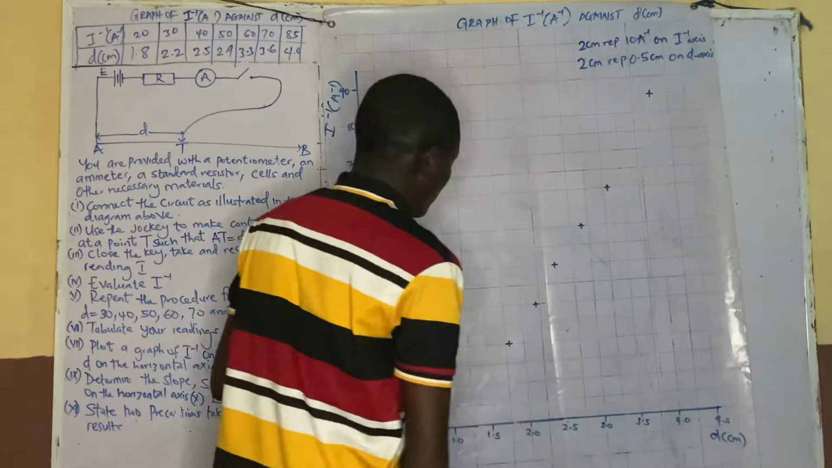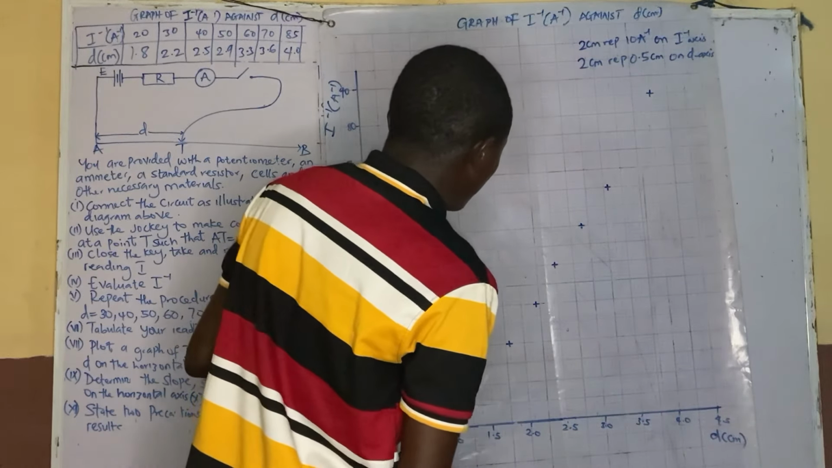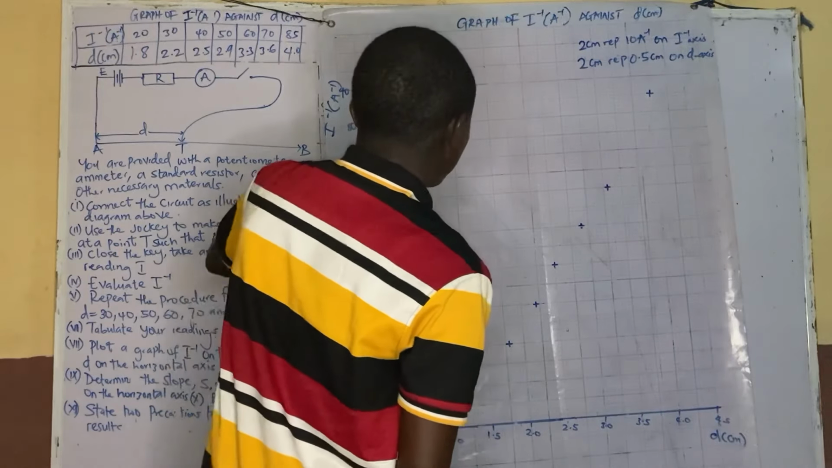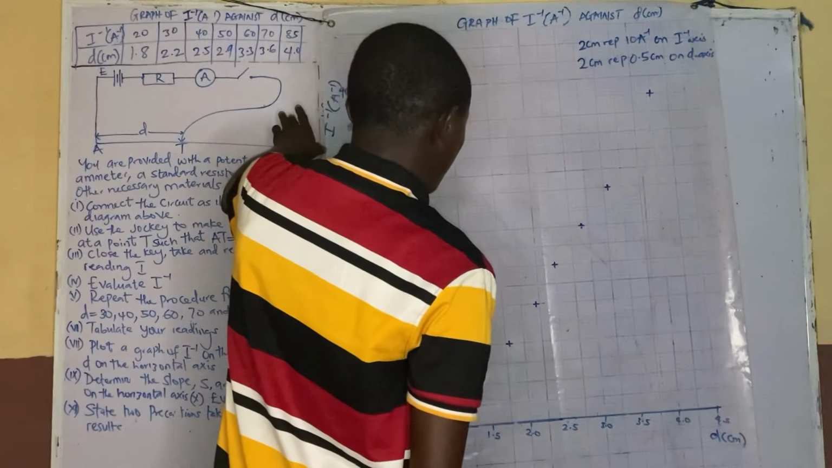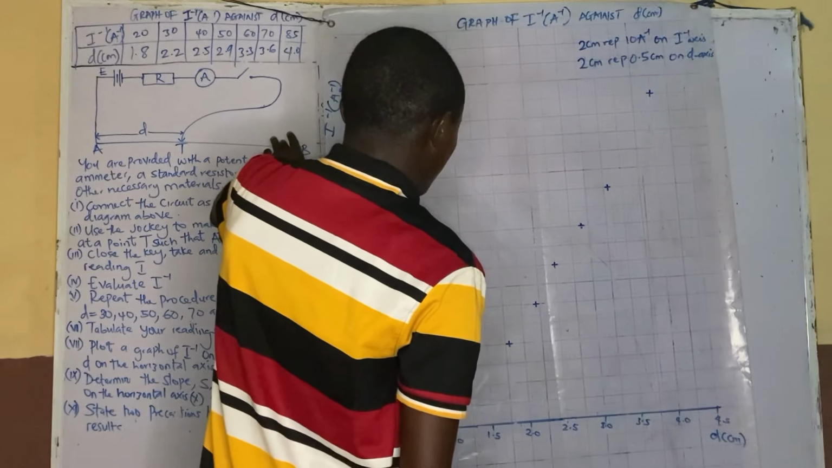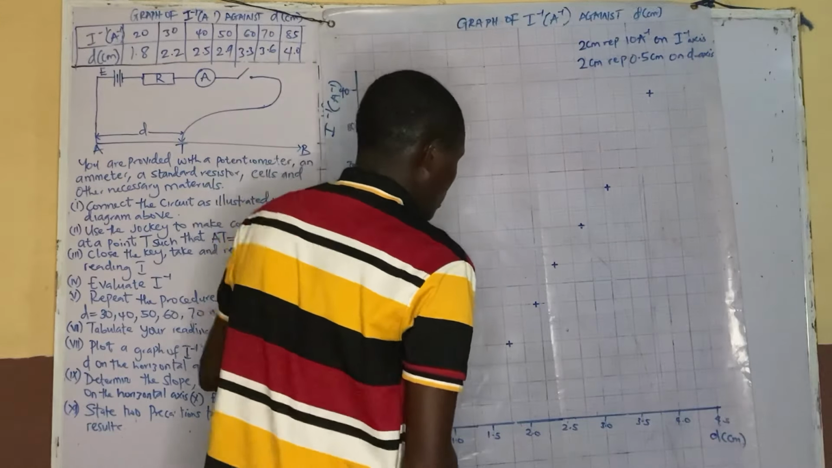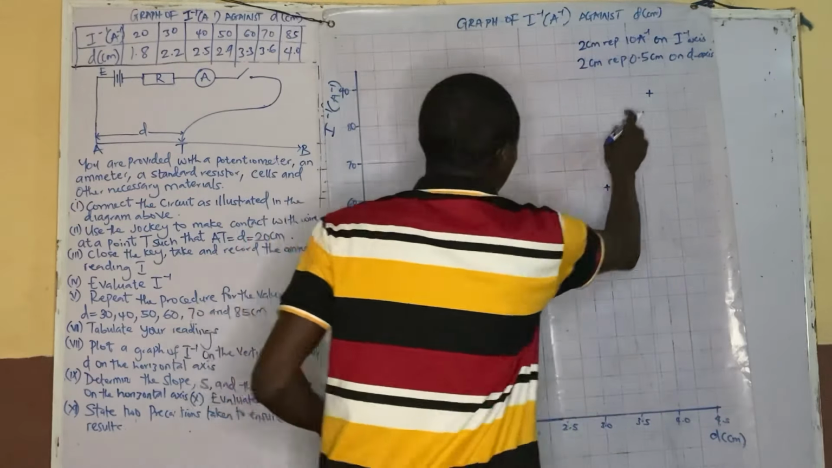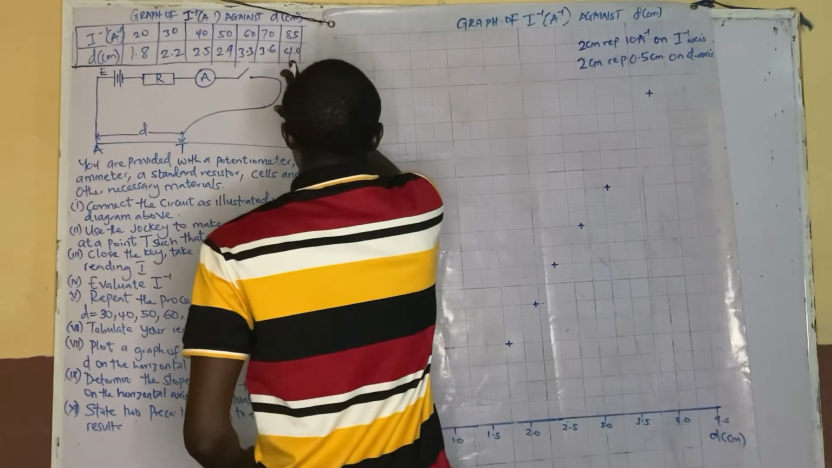So now here we have our plotted value. We have the 60. I think we have omitted 3.6. We haven't plotted 3.6. So we just jumped to 85 against 4.0.